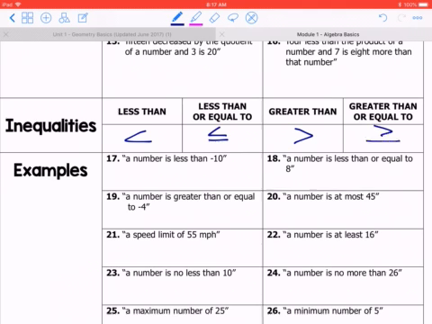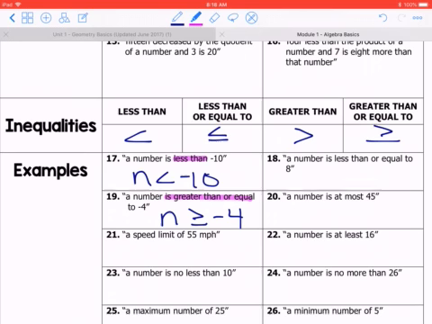So now, setting up some inequalities, you're still doing the same thing. A number is less than negative 10, all right? So a number, so we have n and then less than negative 10. Pretty straightforward. Here, let's do a number is greater than or equal to. So now we have n is greater than or equal to negative 4.